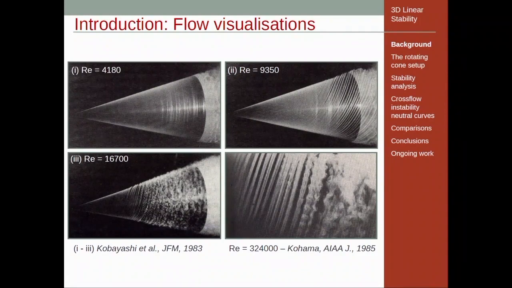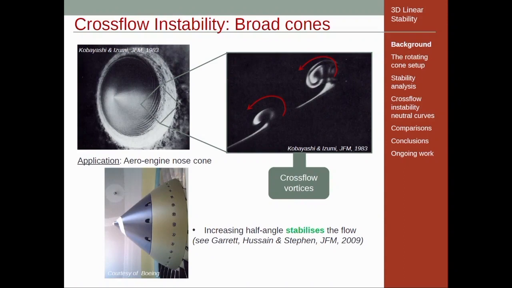And I'm going to return to that at the end of the talk, but for now I'm just going to focus on broad cones. If we have a look a bit more carefully at the broad cone situation, as I mentioned, you can see a similar structure. We have a laminar flow followed by the appearance of this vortex structure, where the vortices are swept around by the rotation of the cone, and then that's followed by a turbulent region.